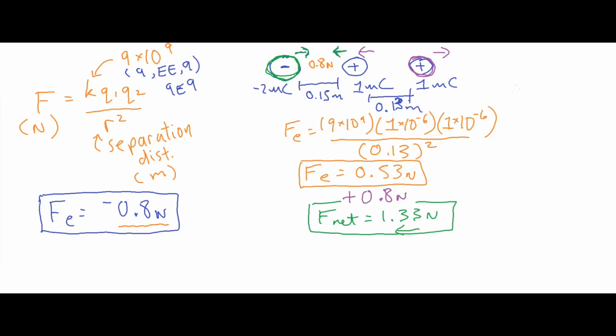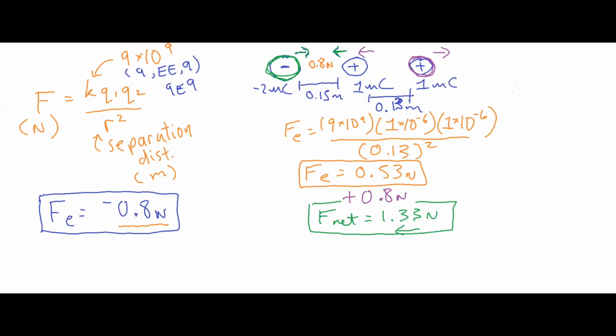All right, now that's how you would handle a one-dimensional Coulomb's law problem with multiple charges. You see if they attract or repel each other. Again, if they're working together to push or pull a particle in a certain direction, you add them up. If they're pushing and pulling in opposite directions, then you go ahead and subtract them.